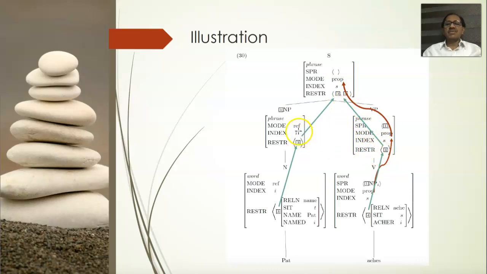Now the semantic compositionality principle says the restriction values of the two daughter nodes here are identical with the restriction value of the mother node, where the restriction values of the two daughters are put as a sum, which is a list, right? This is the sum of restriction values. So this is how the two principles work.